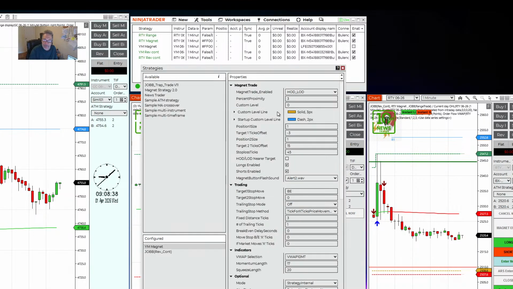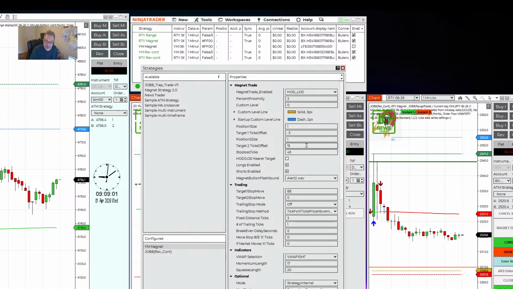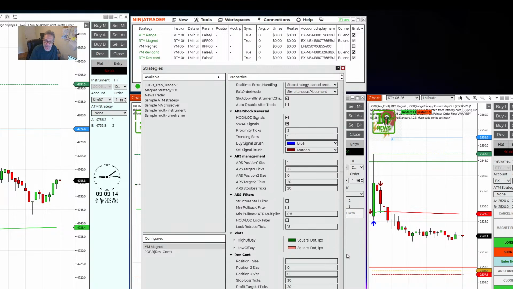The YM magnet. High of day, low of day. Proximity is 3. Position 1's a 1. Target 1 is default, -3. Position 2 is a 1. And then our target is 15. And I've said that means that if the price goes through the magnet by 15 ticks, our second position will make more profit. Stop is 45. Target 1 stop move is break even. If it hits the first target, the stop will automatically move to break even.